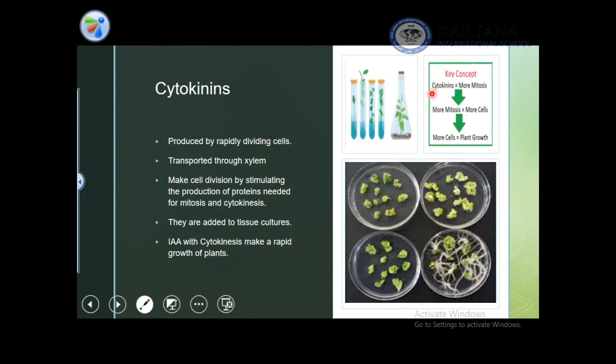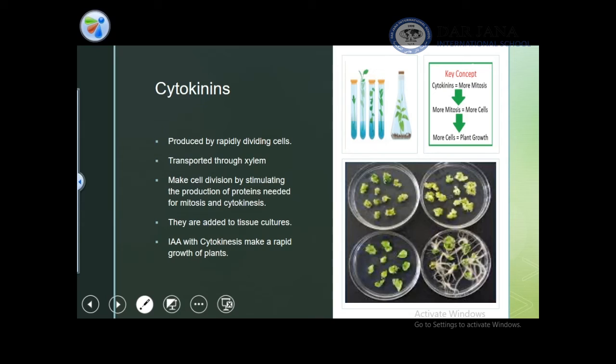Cytokinesis, what is cytokinesis? We can simply say it is more mitosis processes. If we have more mitosis processes, that means we have formation of more cells in a plant, and if we have formation of more cells in a plant, that means we have plant growth. So according to this diagram, we can identify the function of cytokinins hormone. It is essential for the growth of plants, especially if it is combined with indoleacetic acid or auxin, that makes a rapid growth of plants.